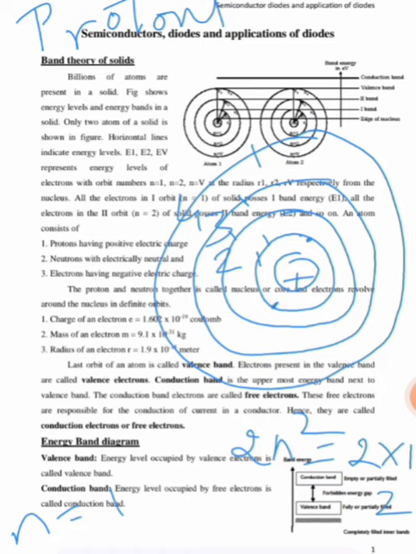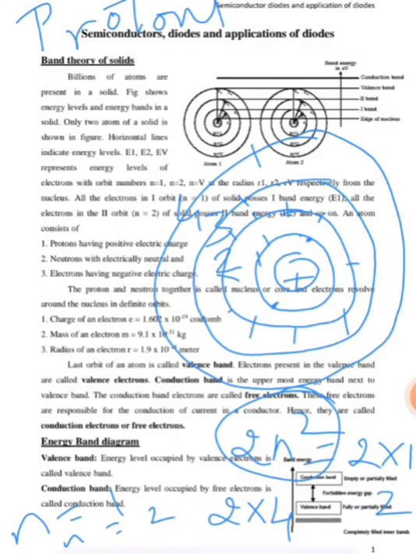Similarly, coming to the second orbit, n value will be equal to 2. So 2 into n square, which is equal to 4, 4 into 2, which is equal to 8 number of electrons can be placed in this second orbit.